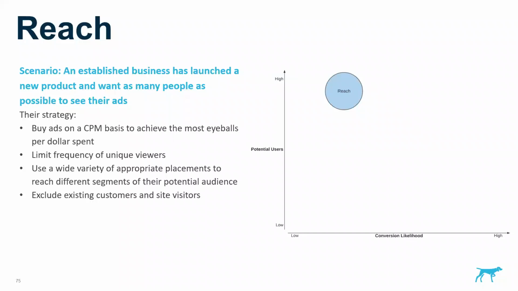So on the right, we've got the little graph of potential users to conversion likelihood. Because they're just going out there, getting their ad as far into the wilderness as possible, conversion likelihood is actually quite low. It's a very shotgun, scattergun approach, but the potential users is very high. So they're getting a lot of awareness, a lot of interest, and that's how they're reaching these. Their ultimate objective is actually going to be based on impressions and unique viewers.